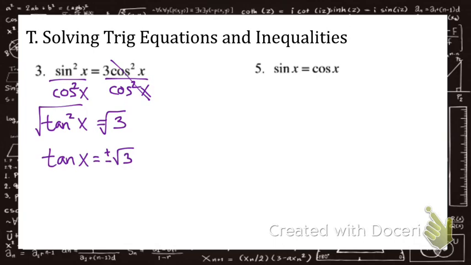From there, if I want to know where tangent of x is equal to plus or minus the square root of 3, you could look at your unit circle. Tangent, which is sine over cosine, would give us all the pi over 3 angles. And so x would equal, if I'm listing all of them in the first revolution, pi over 3, 2 pi over 3, 4 pi over 3, and 5 pi over 3.